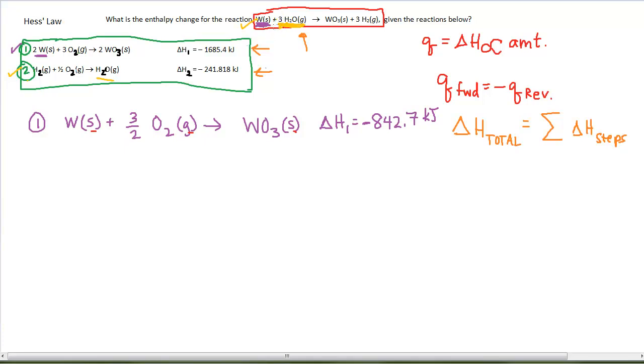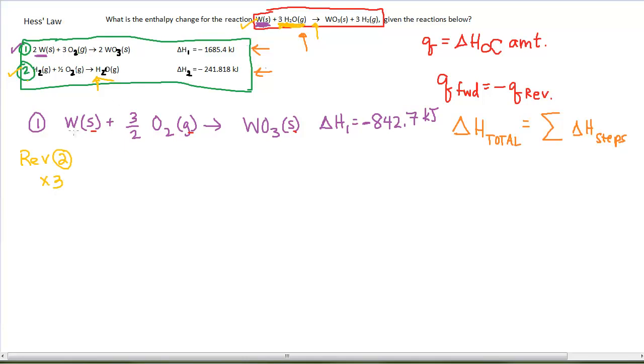One thing that's wrong is my coefficient is wrong. I need a coefficient of 3. It's only got a coefficient of 1. Another thing that's wrong is that it's on the wrong side of the arrow. My water in the reaction I'm trying to find is in the reactants. The water in this second equation is in the products. So I need to reverse reaction 2. I need to flip it around, and I need to multiply it by 3.